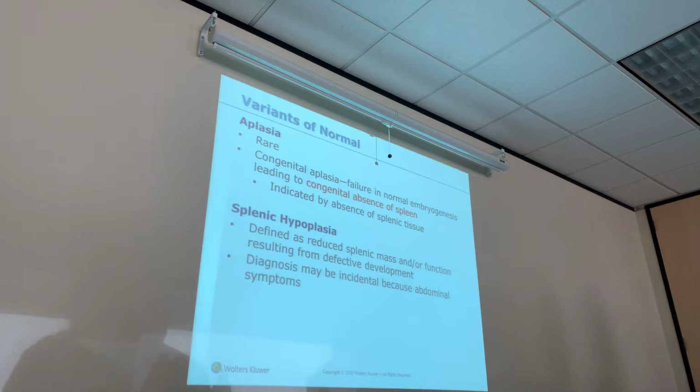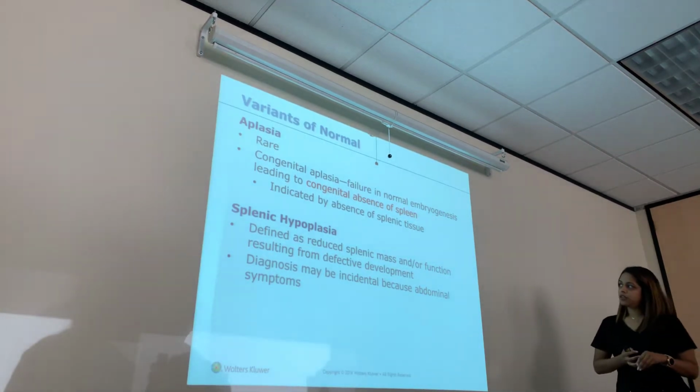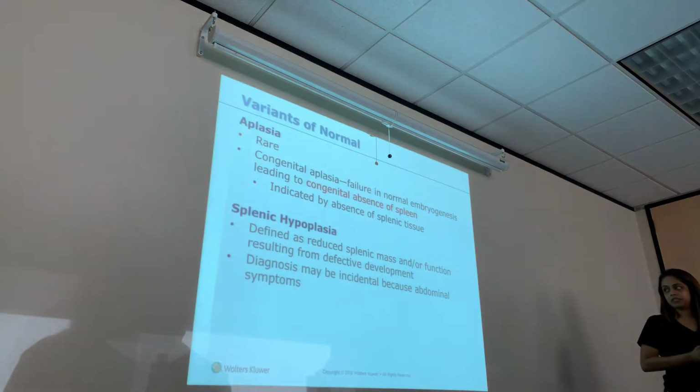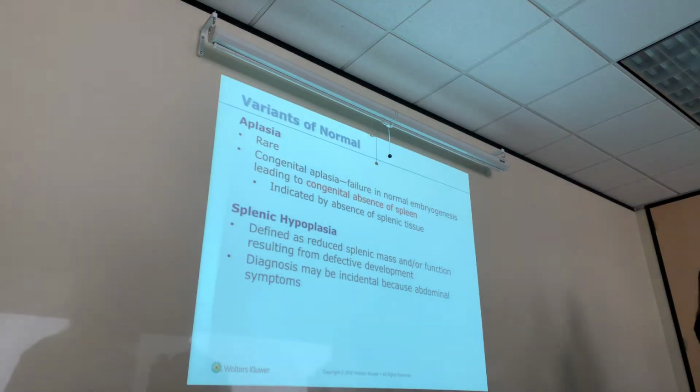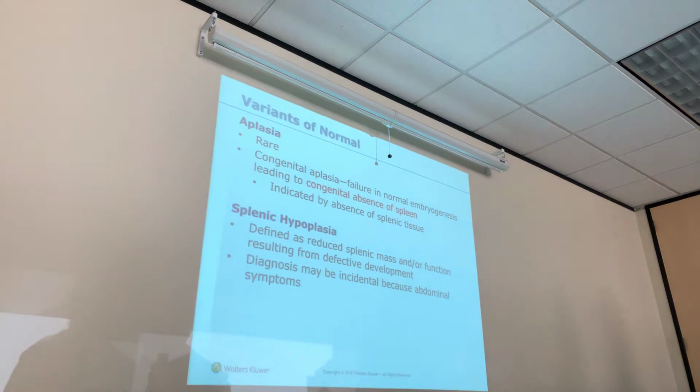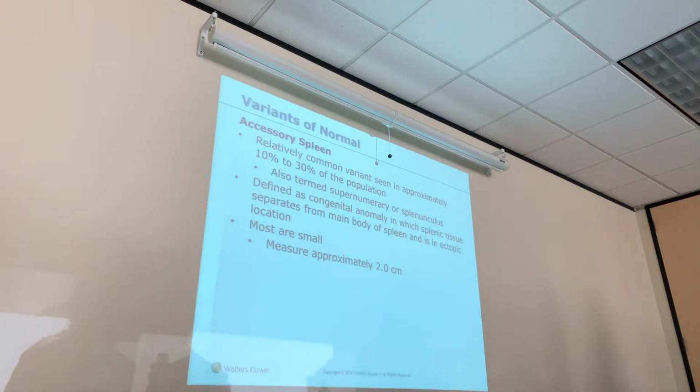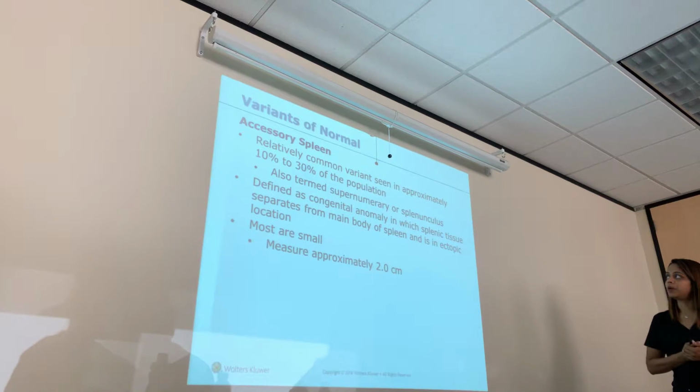So splenic hypoplasia is defined as reduced splenic mass and/or function resulting from defective development. Diagnosis may be incidental because of abdominal symptoms such as left upper quadrant pain or epigastric pain. The one that's more common is accessory spleen. It's a common variant seen in approximately 10 to 30% of the population.